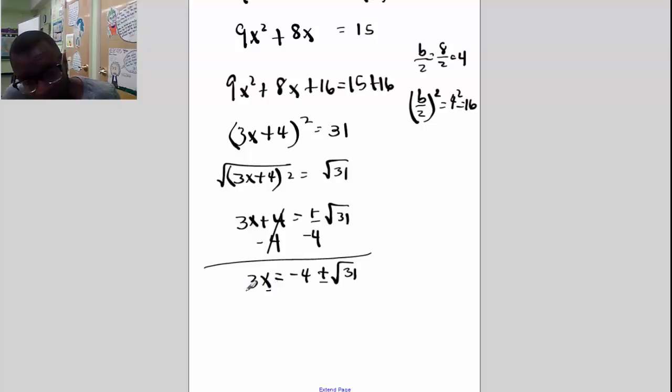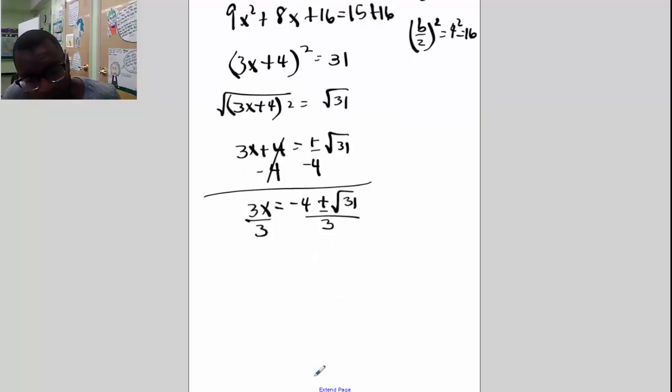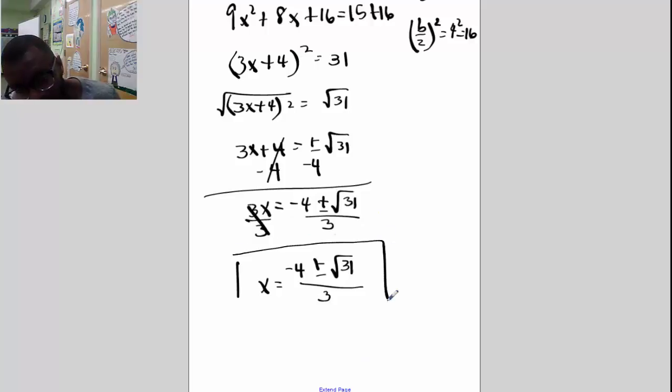And then lastly, I need to divide by 3. Okay, and so my final answer is going to be x is equal to -4 plus or minus radical 31 divided by 3. Okay, and so this is the solution to our equation.